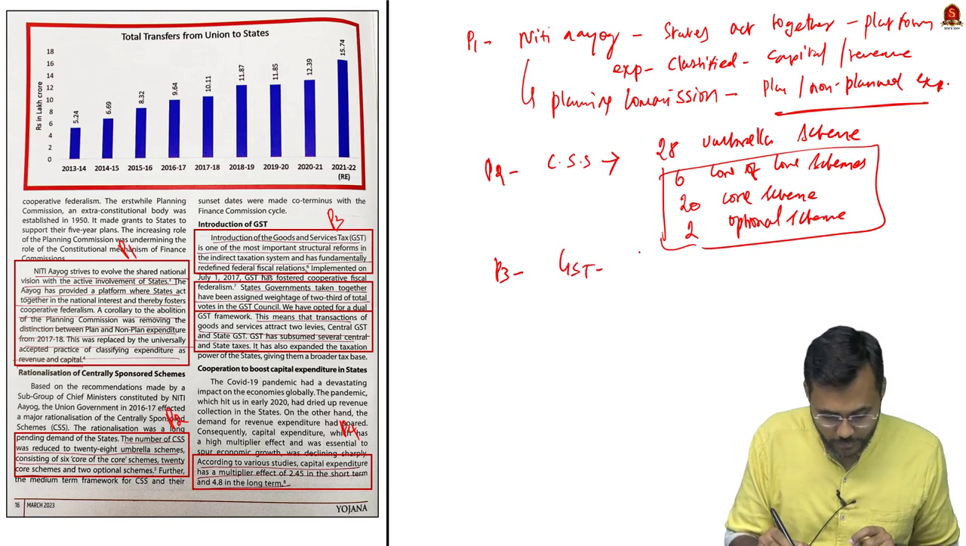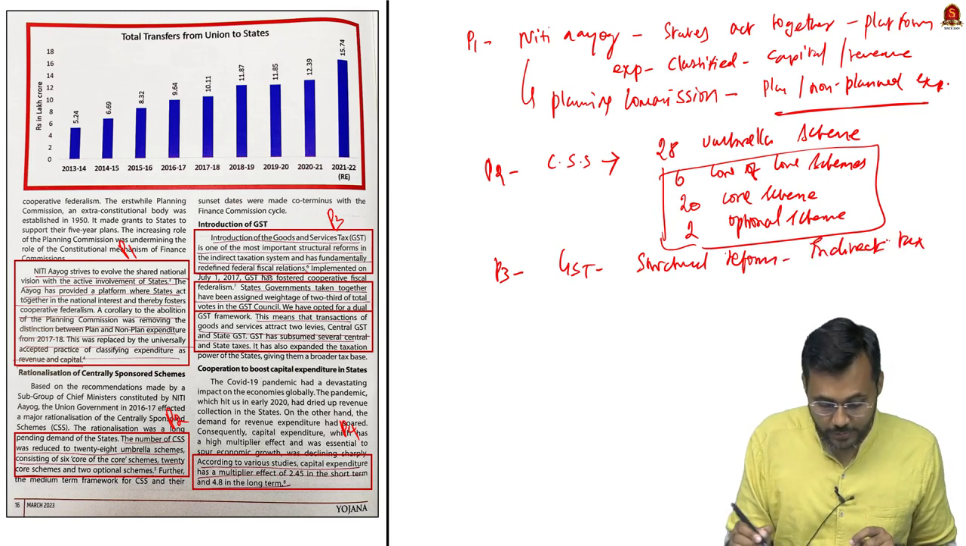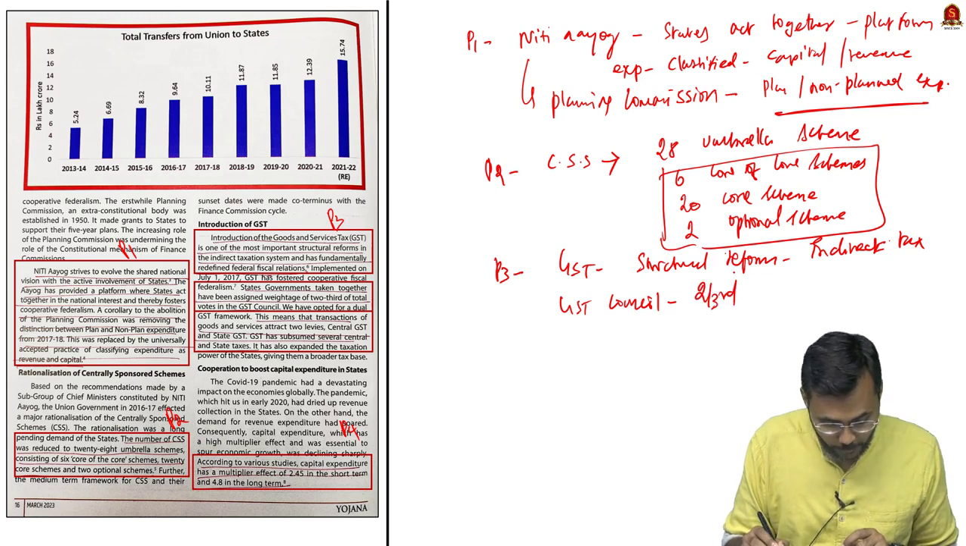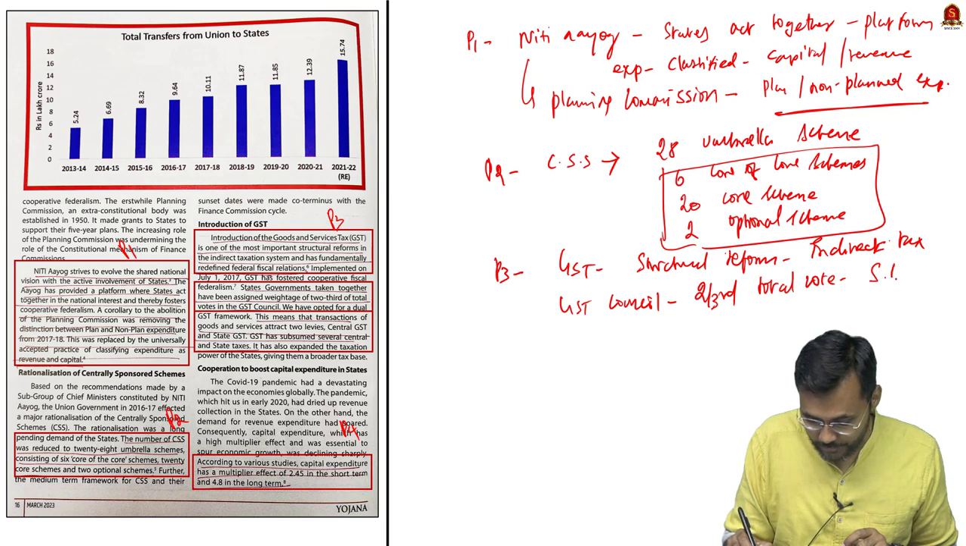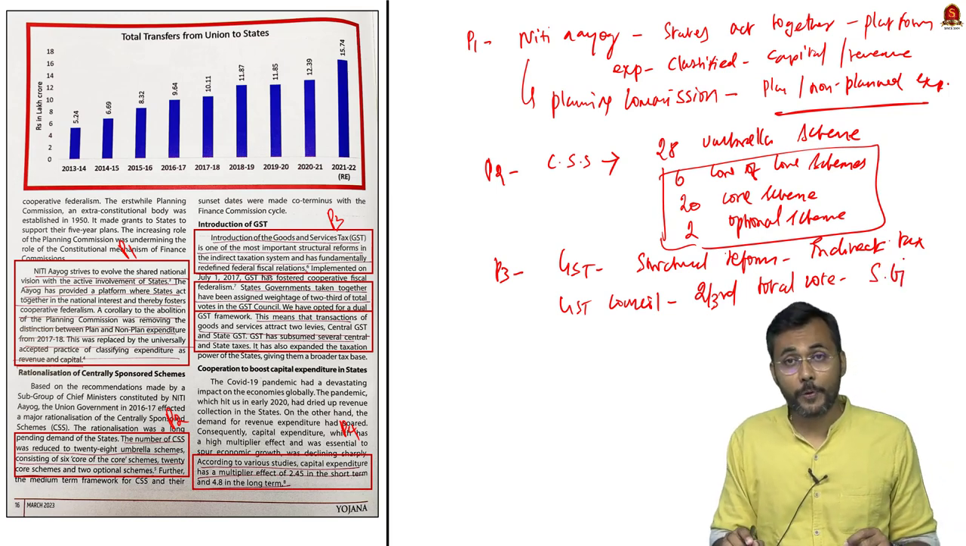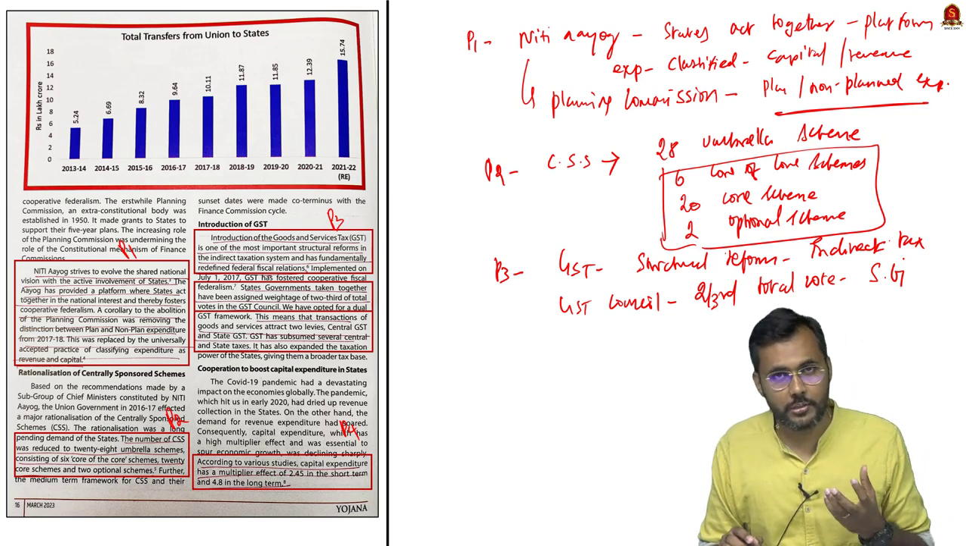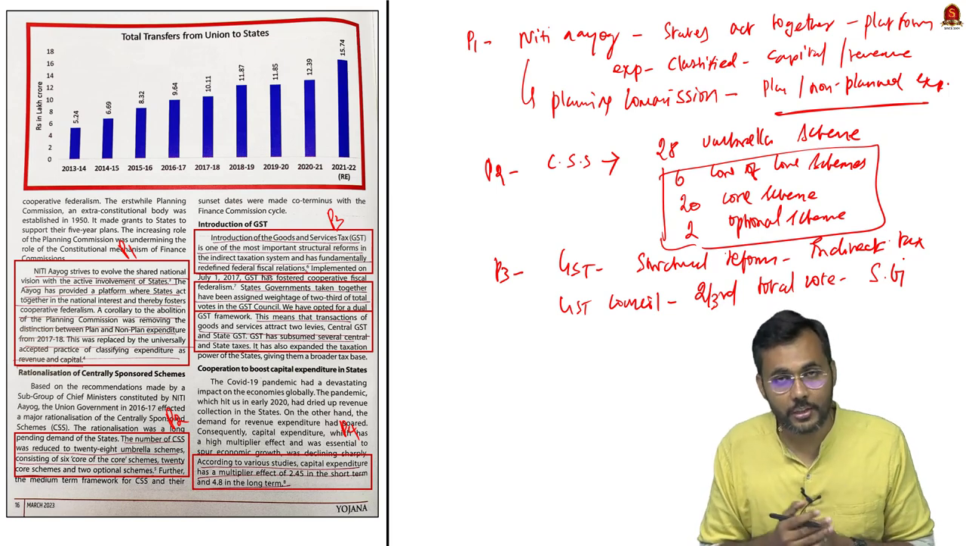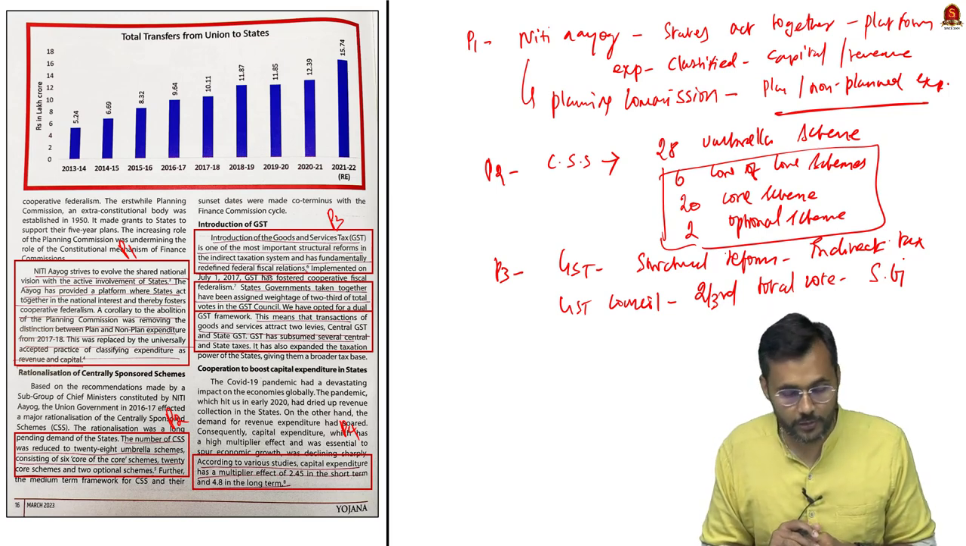GST is one important structural reform in indirect taxes. The most important thing about this is the GST Council, where two-thirds of total votes come from state governments. This clearly shows the importance of cooperative federalism. GST is a new indirect tax in India, and to decide GST rates we have this GST Council, where state and union governments are combined, mostly finance ministers of state and union governments, and two-thirds of the vote weightage is always with the state governments. So that is given there.